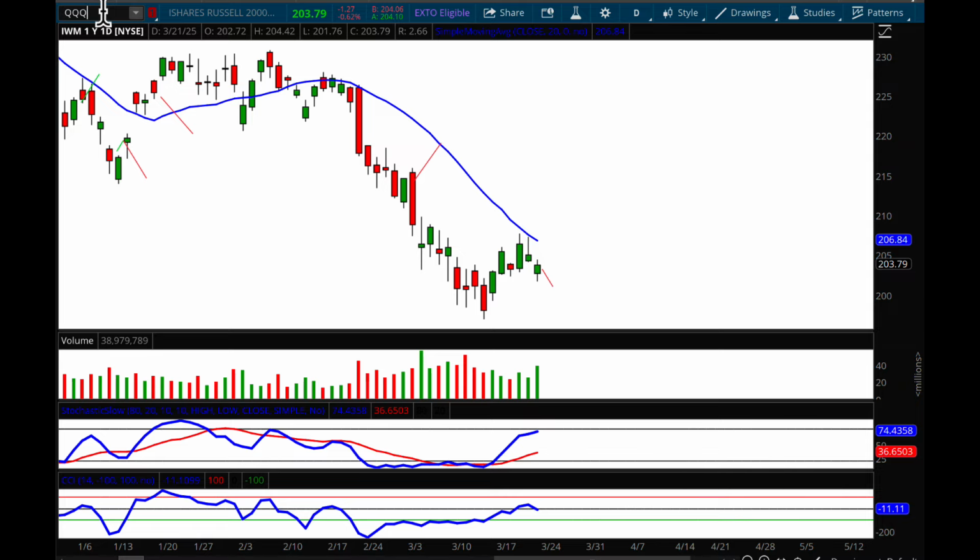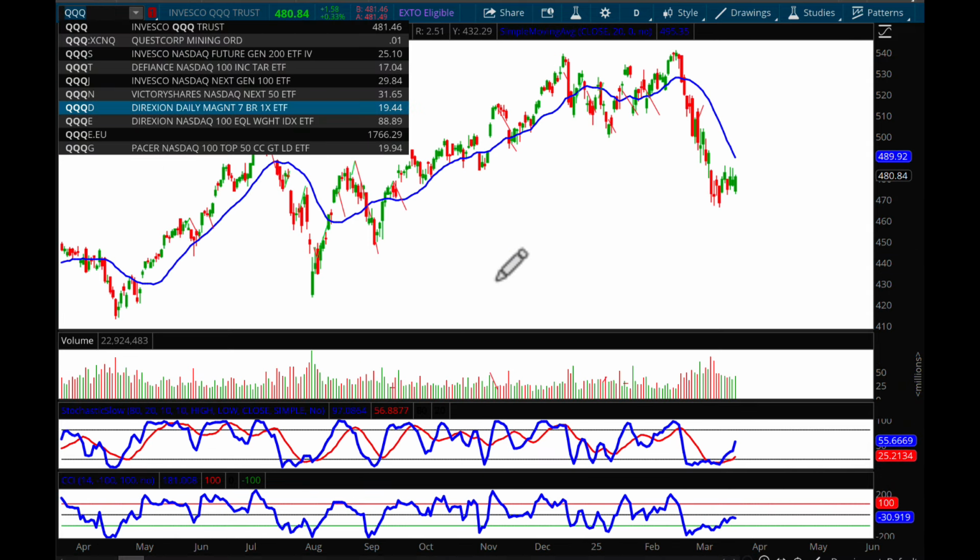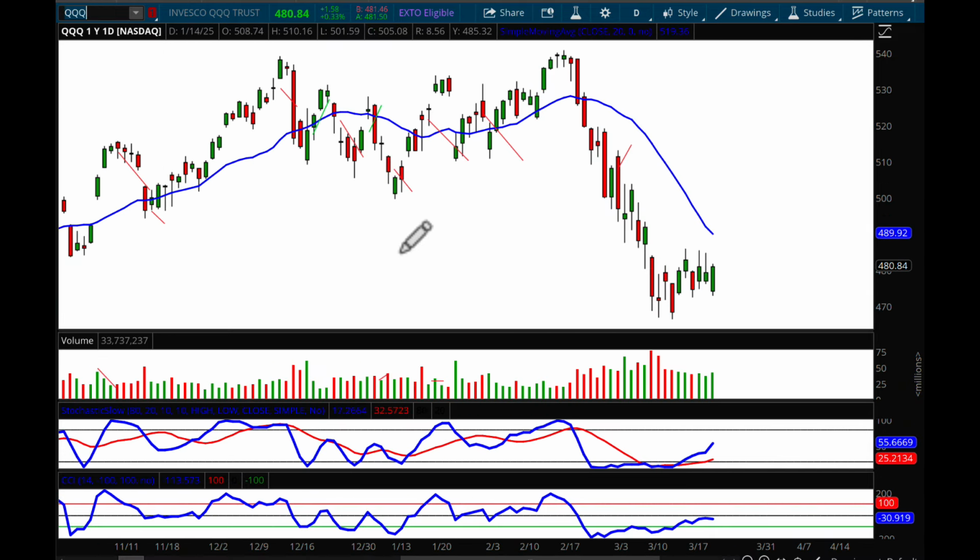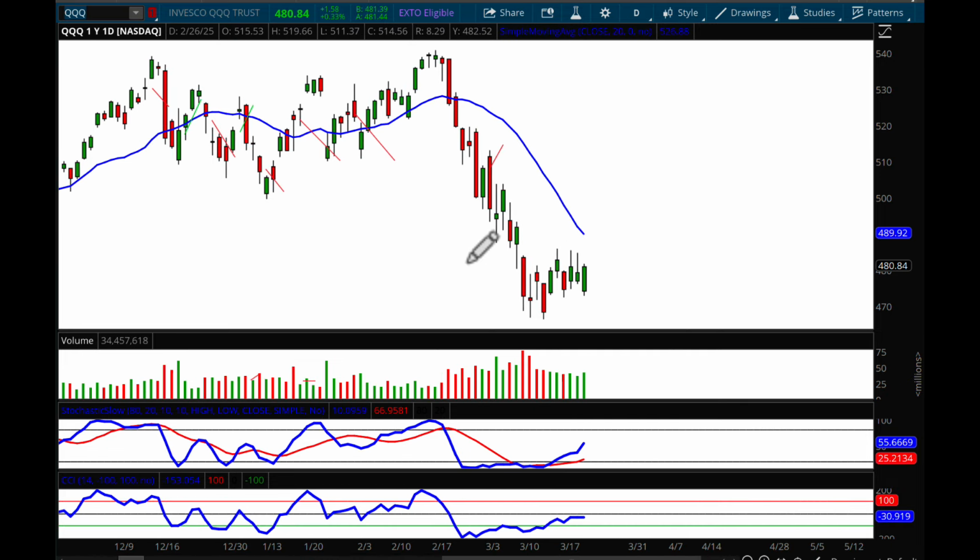All right, looking at QQQ, we had, again, a slightly higher trading day. It's very choppy, the markets. We had some big up moves, big down moves, all in this range down here. And I think what's happening is investors and traders are trying to make up their mind which way they want to go.